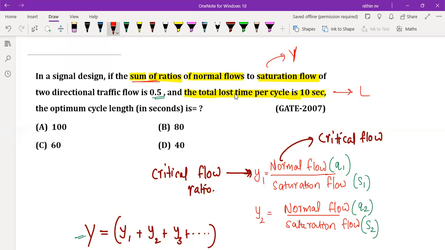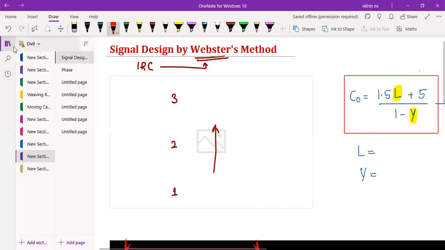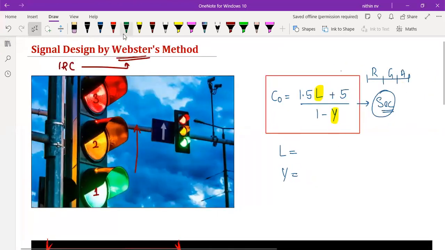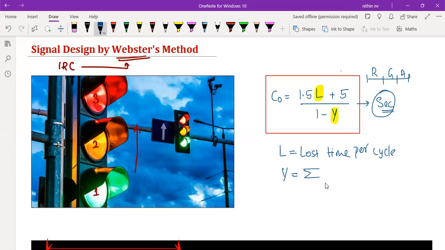So what you can do, these definitions, you can write along with the equation also. So what is this L? L is nothing but the lost time per cycle. Lost time per cycle, and Y is the sum of, I can just keep it as sigma of all the normal flows to the saturation flow. Understood? That's it. So how many normal flows and saturation flows will we be having?